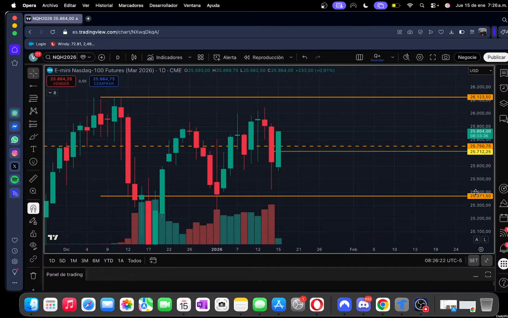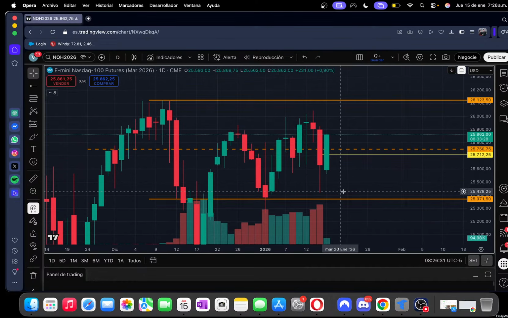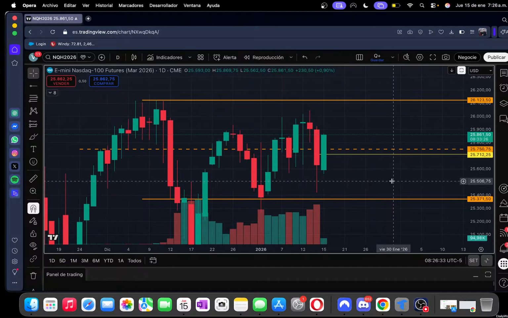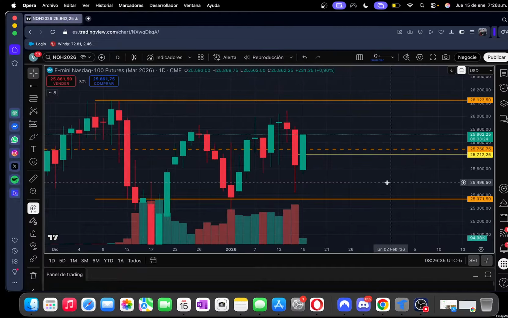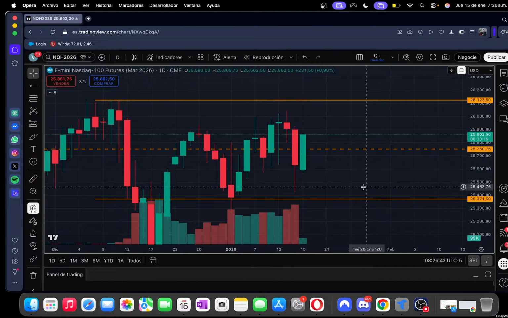Okay, I'm going to be making a quick analysis of what we are expecting today. On my screen, as you can see, we have NQ right now. Let me delete this line. So we have NQ on the daily time frame.